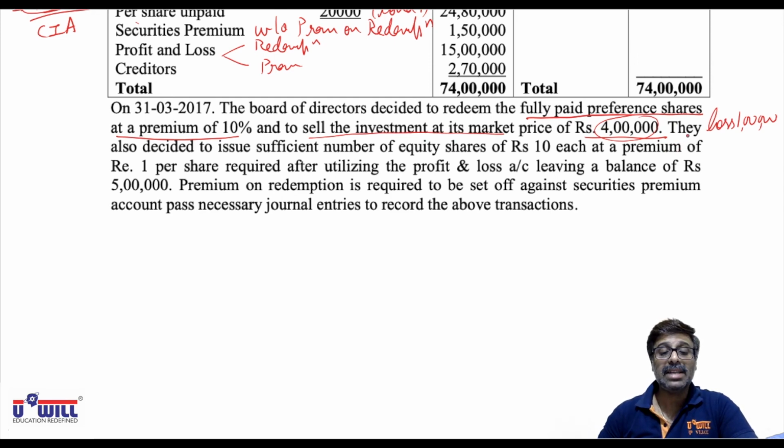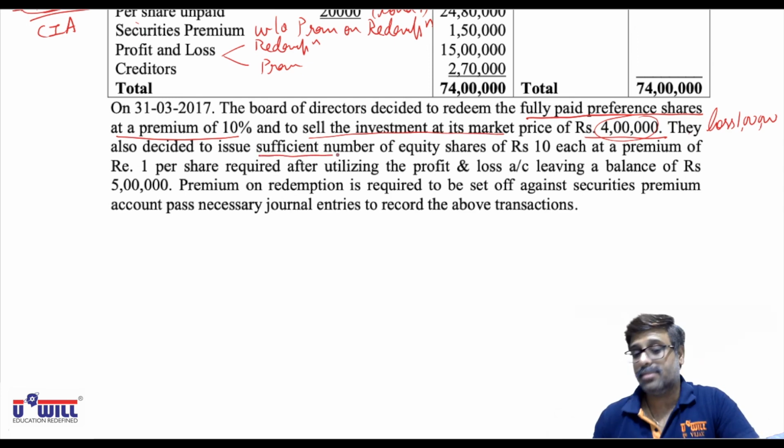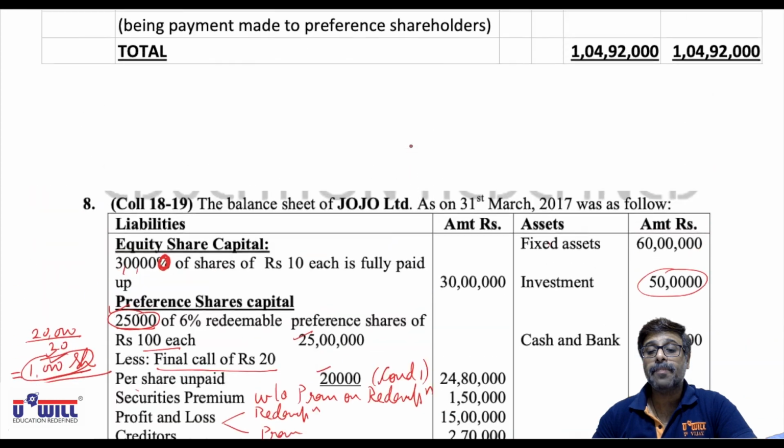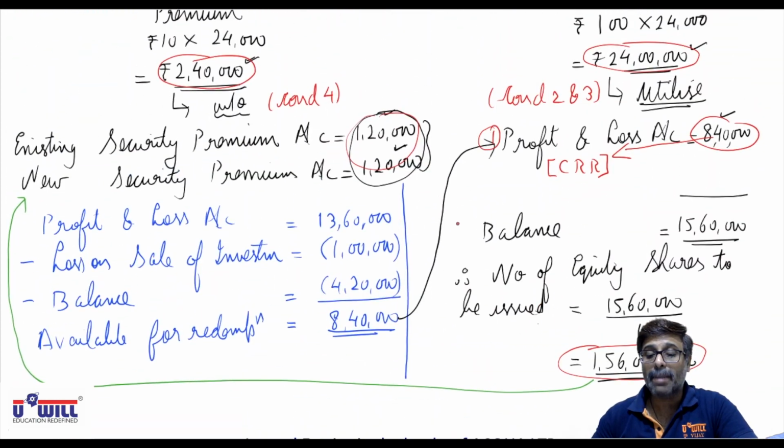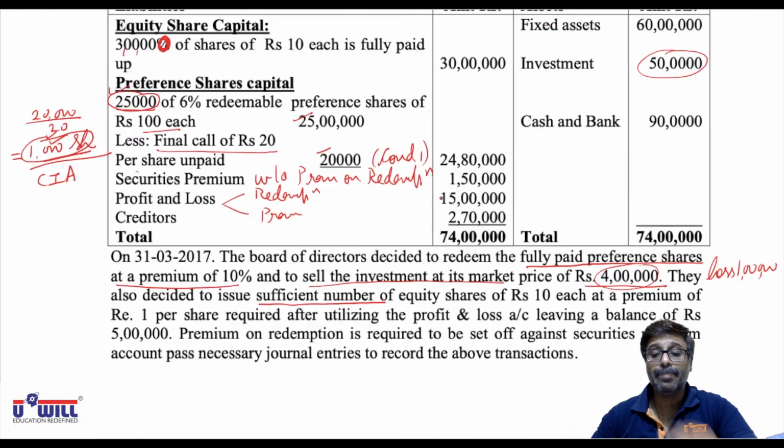They also decided to issue sufficient number of equity shares. Sufficient number means the number of equity shares are not given. So just like these 2 questions, first you will use profits of the company, and for the balance amount you'll find out second, proceeds of fresh issue of equity shares to be made.